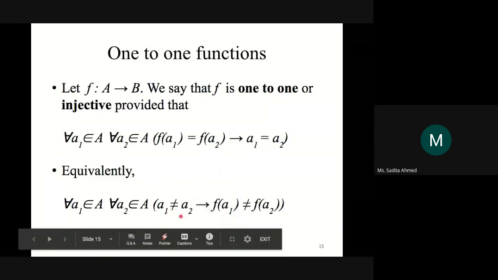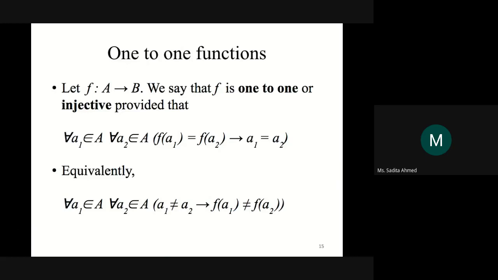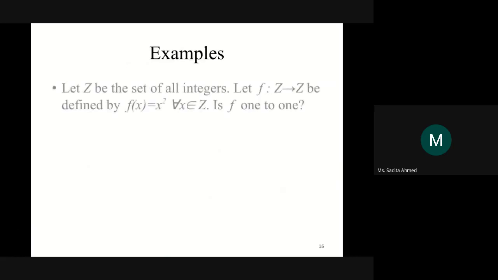Even here, minus 2 and 2, not equivalent to each other. Yes, correct. However, the result, are they equivalent or not? Yes, they're equivalent. That is, in this case, the hypothesis A1 not equal to A2 is true. Minus 2 is not equivalent to 2. But the corresponding conclusion we should have had in order for this to be one-to-one was that the result should not be equivalent either. However, the result is indeed equivalent.